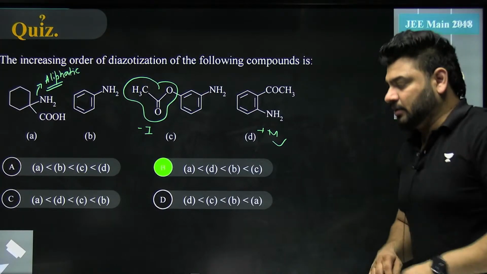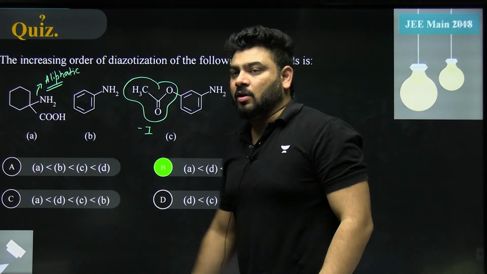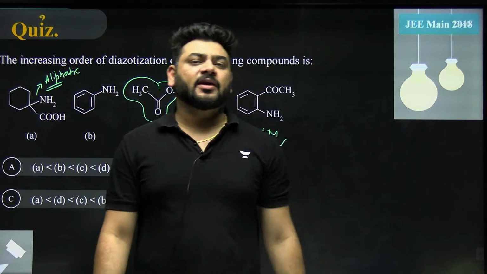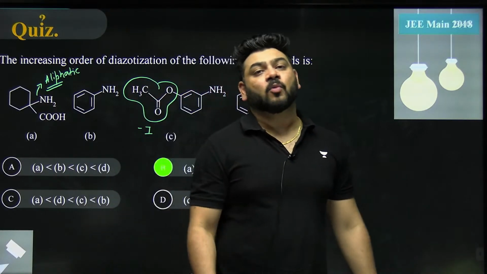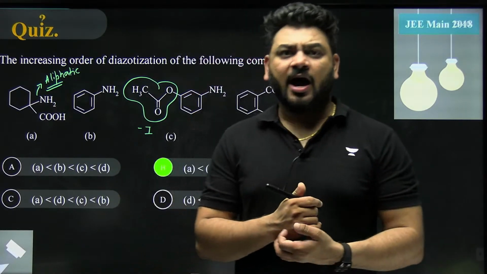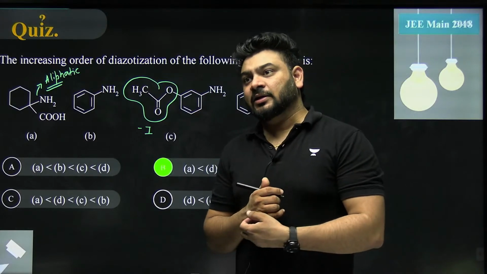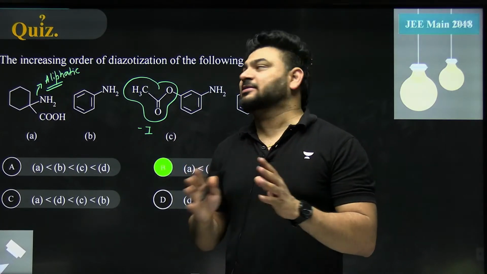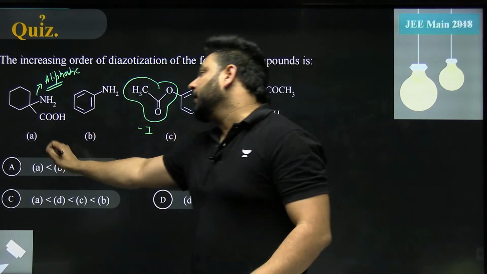So guys, in the mechanism of diazotization, the reaction intermediate, a benzene diazonium ion, is formed. The more stable that ion is, the higher the rate of reaction towards diazotization. So R2N2 positive is never stable. Least reactivity is for A.